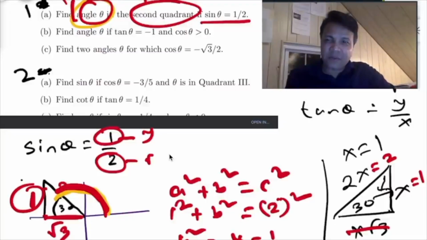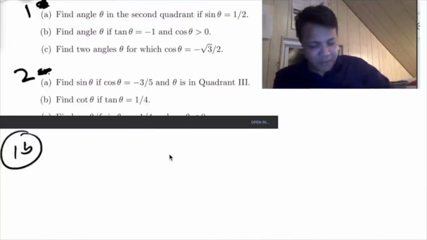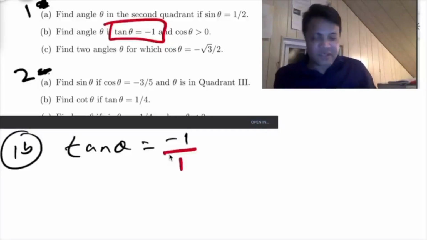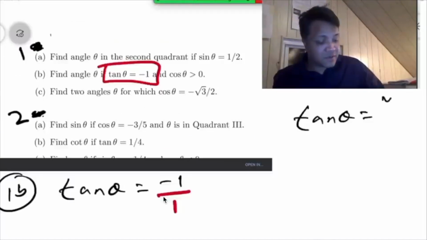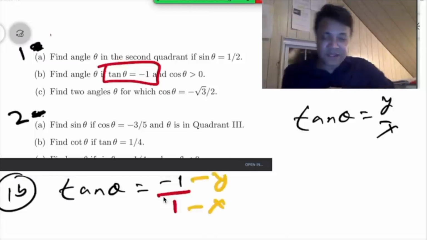Now I'm going to solve the second problem. Find theta if tangent theta is -1. Alright, so I'm going to rewrite this, putting 1 downstairs. And tangent, as you remember, I wrote tangent theta is y over x. So this must be y, and this must be x, because tangent theta is y over x. Good.